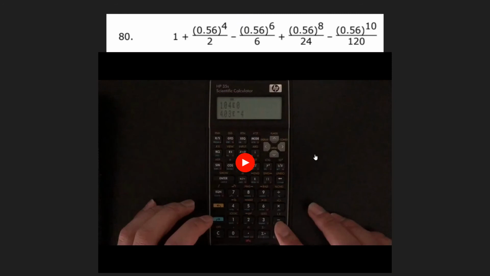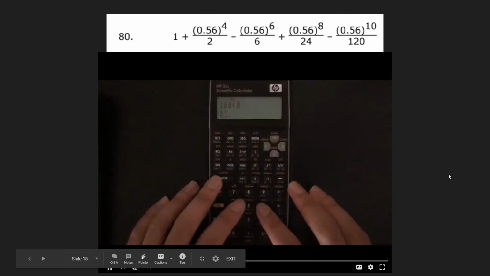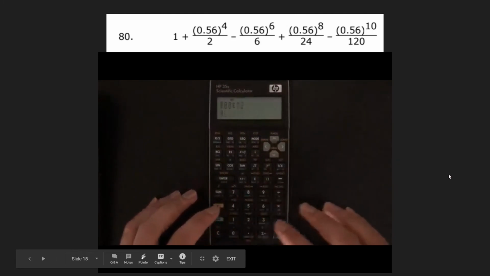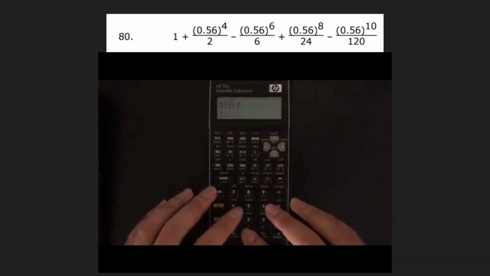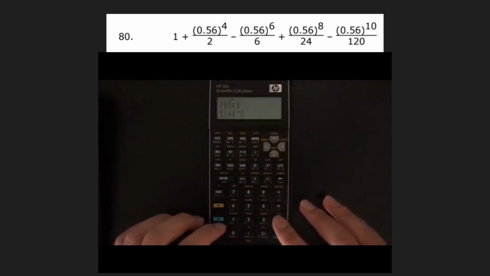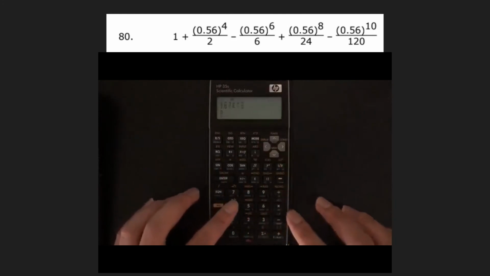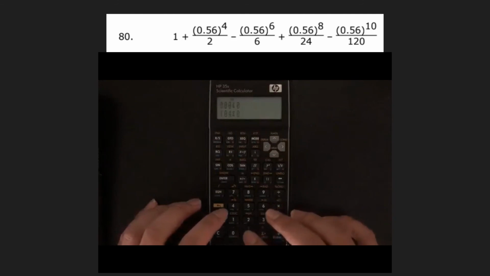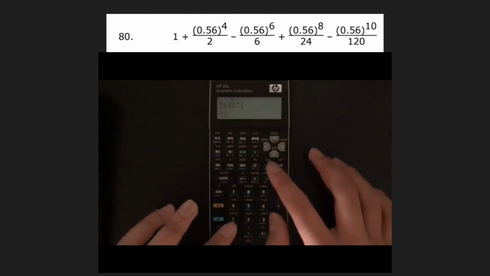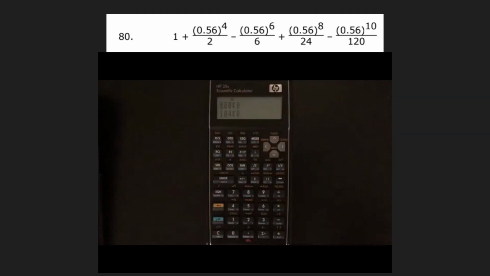Alright, question 80. You're always going to have some sort of problem that looks like this near the end. However, just push through it, and I'll show you how long this is going to take. So 1, enter, 0.56, 4, y to the x, over 2, add, 0.56, enter, 6, y to the x, divide that by 6, subtract, 0.56, enter, 8, y to the x, 24, divide, add, then 0.56 to the 10th, y to the x, 120, and divide. Then subtract, and I get my answer.